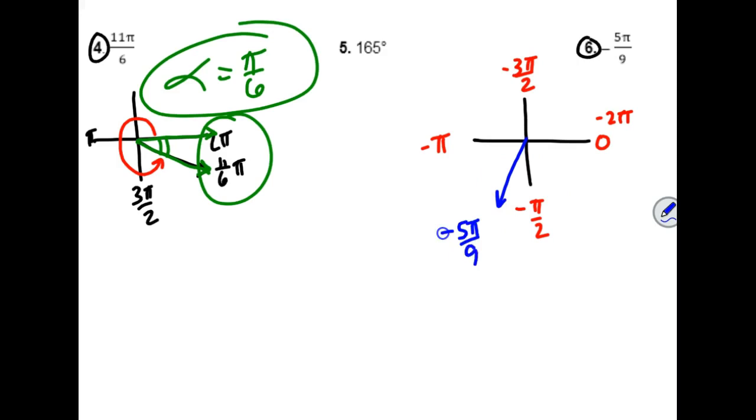So now for my reference angle. Oops, wrong color. My reference angle is going to measure the distance to the nearest x-axis. So you need to find the difference between 1 pi and 5 pi over 9. So that would be 4 pi over 9? Okay.